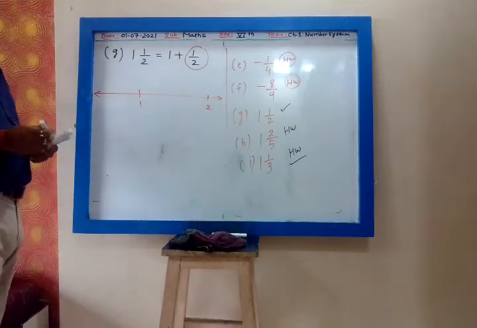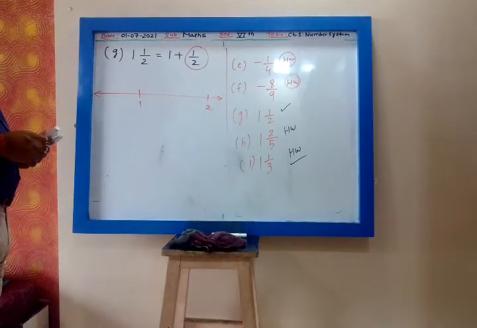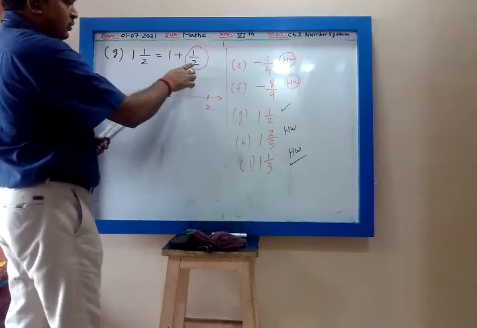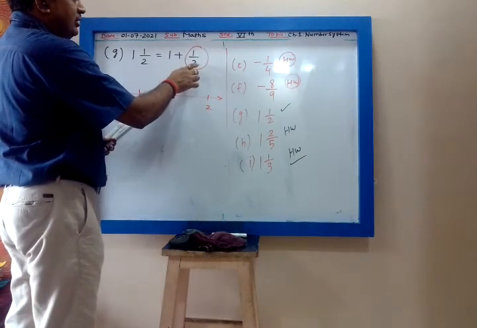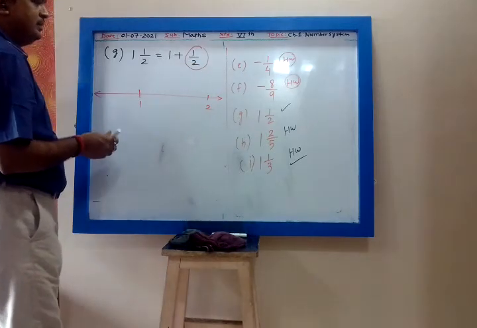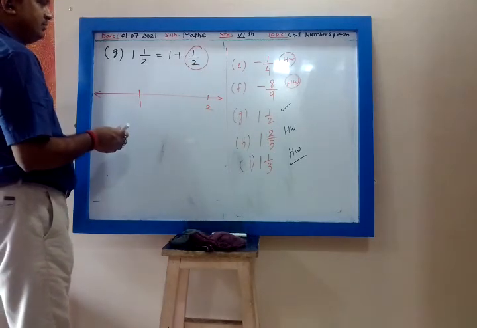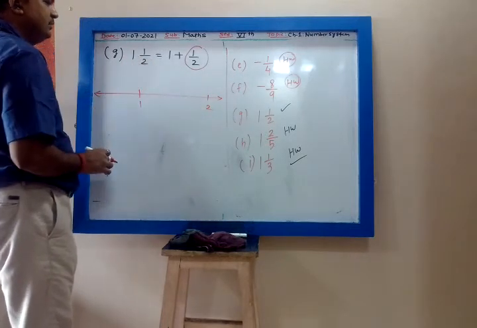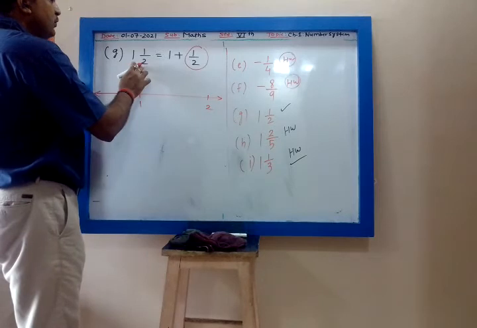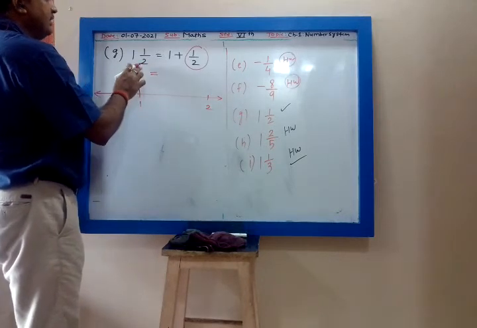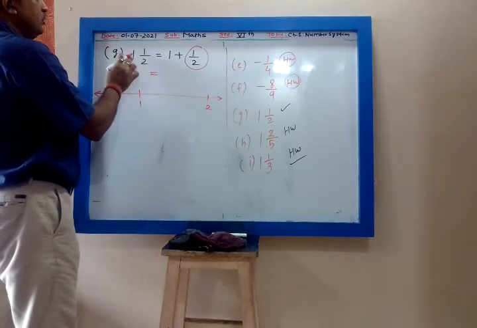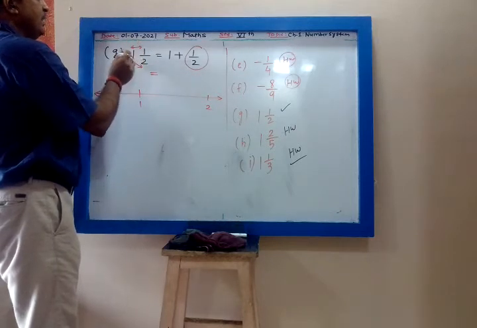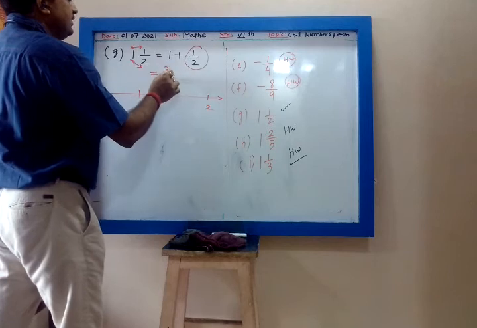Into how many parts? 2 parts, my dear. Denominator is 2. 1 and 1 by 2 is a mixed fraction. 2 ones are 2. You have to multiply these two and then you have to add this. 2 ones are 2 plus 1, 3 by 2. This is 3 by 2.